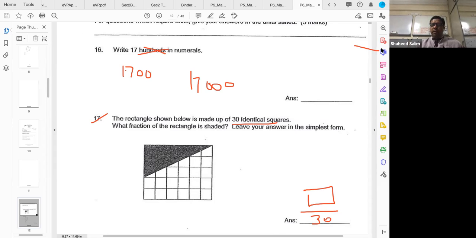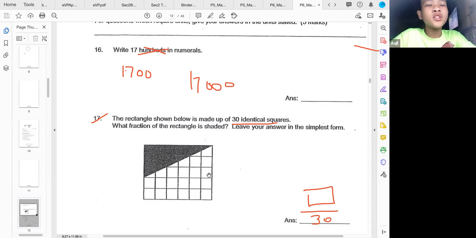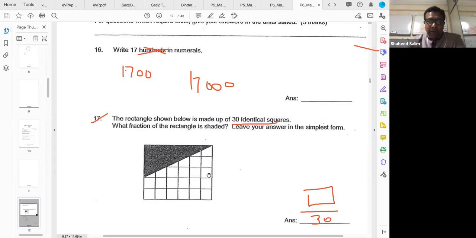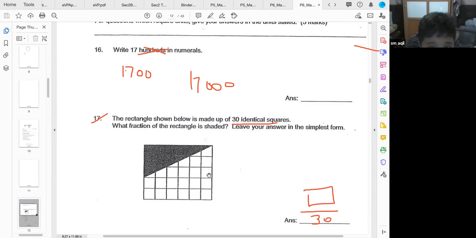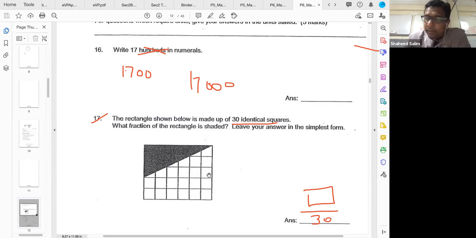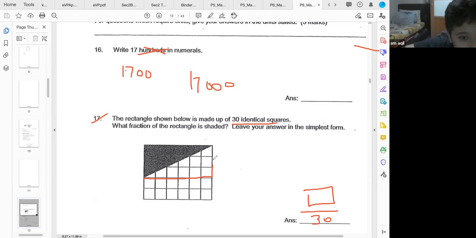12 over 30. 12 over 30. What about the rest? I don't think it's 12 over 30. I can show you, can prove. What's your answer? What you do is, you know, right? Triangle is actually half of the rectangle. Yes, well done.